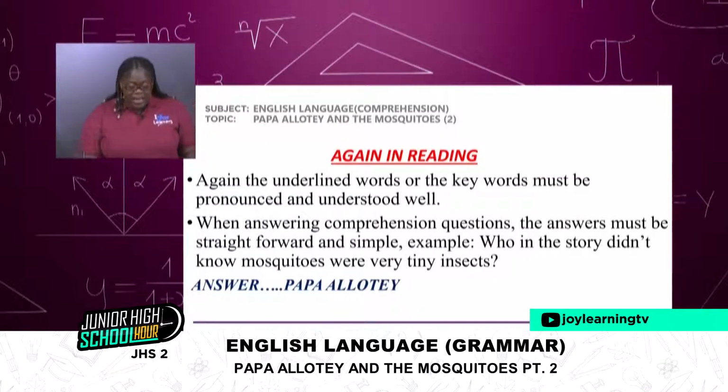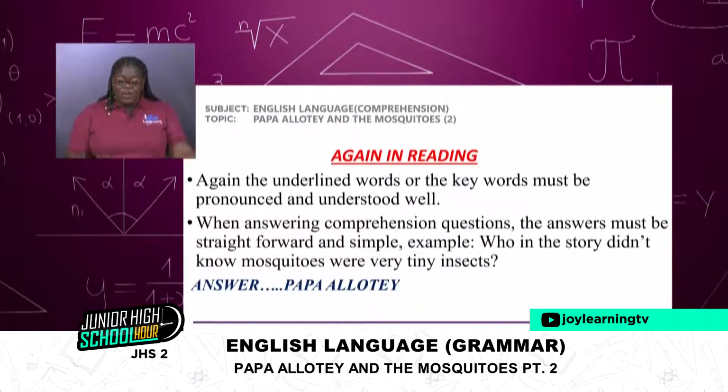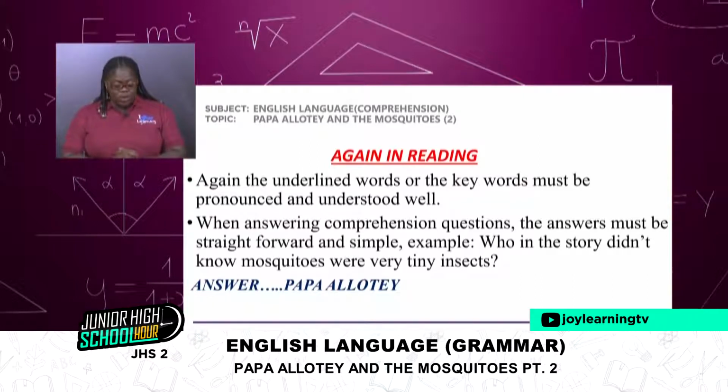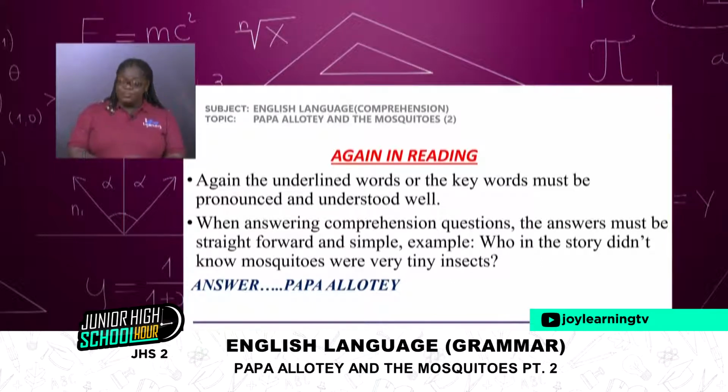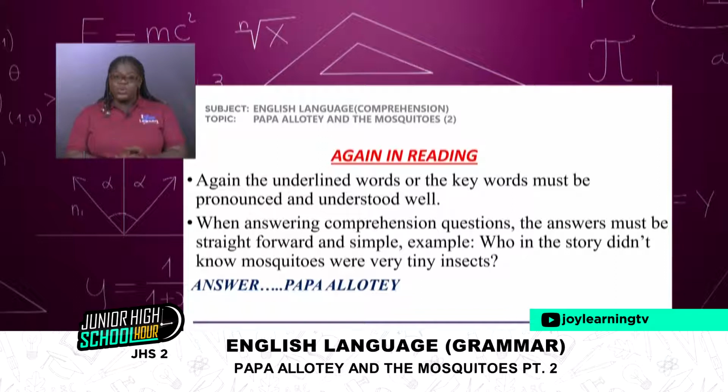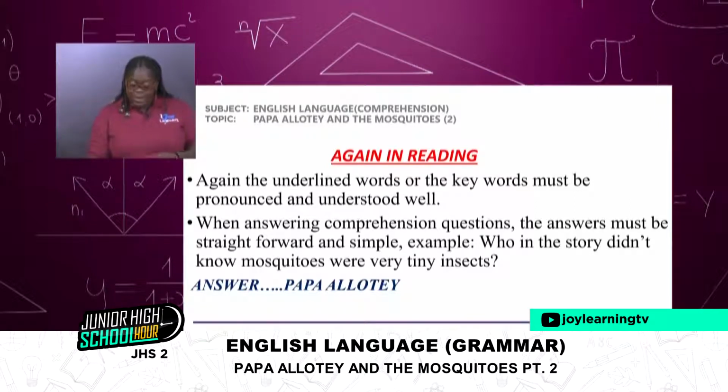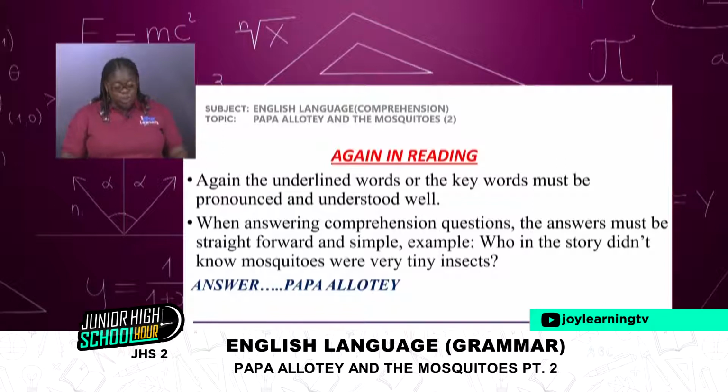Again, in reading, the underlined words or the key words must be pronounced and understood well. Now, when answering comprehension questions, the answers must be straightforward and simple. Example: who in the story didn't know mosquitoes were very tiny insects? And then the answer here, I have Allotey. The answers for comprehension questions should be very, very simple and straightforward. You don't need to repeat the question before giving the answers. They waste time. So an example: who in the story didn't know mosquitoes were very tiny insects? Then my answer here, we have Papalo.